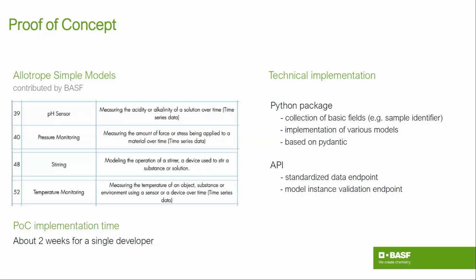So all of those 4 models have this time component added to them. And the way we implemented this, we had to implement 2 things. First, we had to implement, in our case, a Python package, which has a collection of basic fields, such as the sample identifier, measurement time, and so on and so forth. And based on that, we've then implemented the various models. I think in total we implemented 6 models, but for the purpose of today, we'll show just the 4.